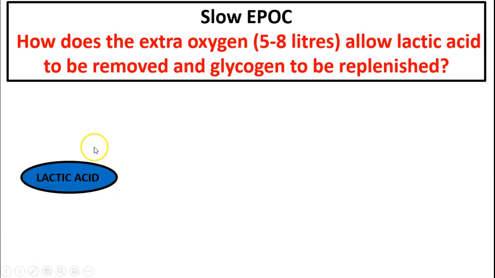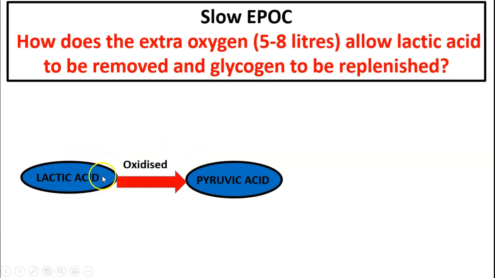It oxidizes or converts lactic acid back into pyruvic acid. So if we use that term there, the extra 5 to 8 litres of oxygen oxidizes lactic acid into pyruvic acid. Okay, so once we get lactic acid oxidized back into pyruvic acid is absolutely vital with regard to carrying out the functions of slow EPOC, removing lactic acid and replenishing glycogen. So when we've converted or oxidized lactic acid back into pyruvic acid using the oxygen, obviously, it then works in 3 key ways. So pyruvic acid is converted in 3 ways to allow us to finish our recovery process.